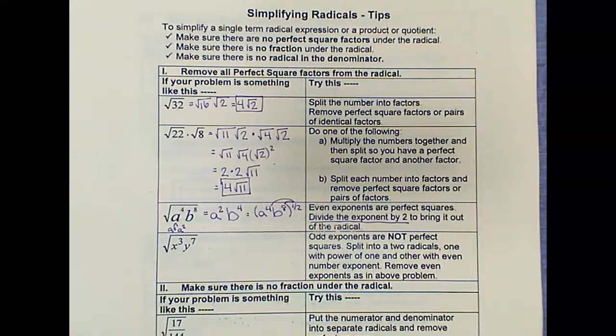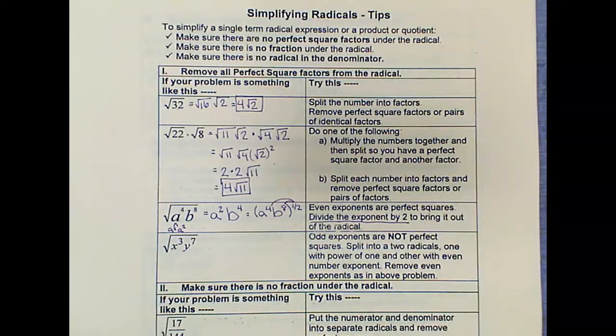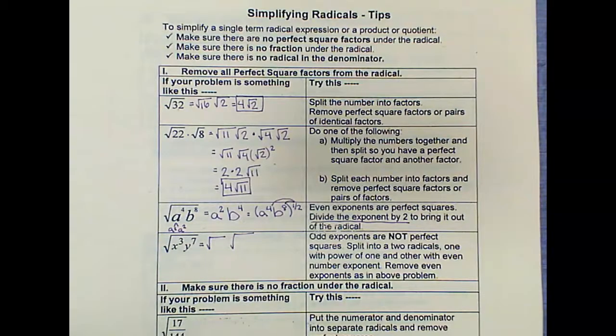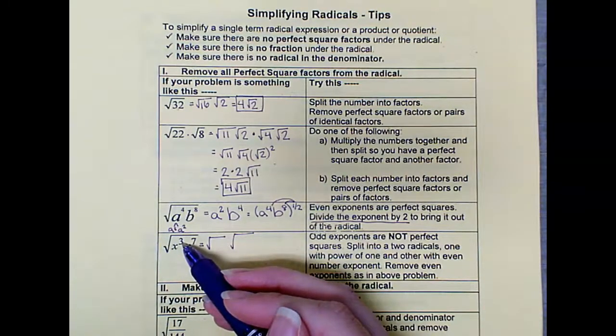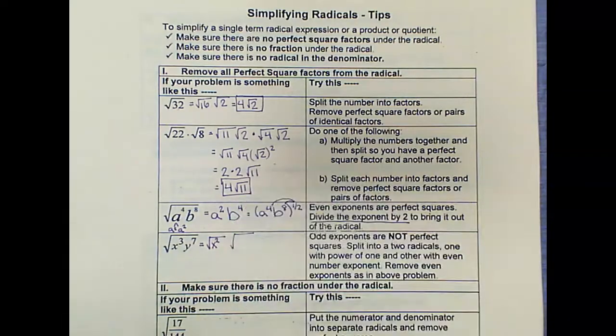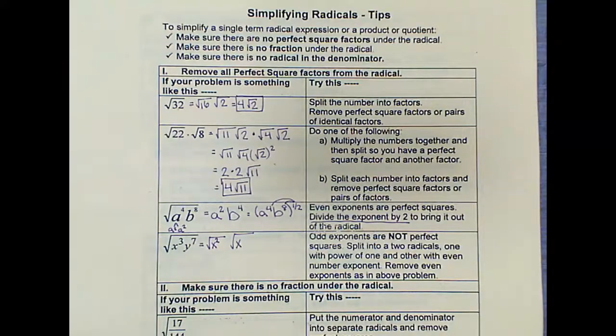And then the last one in this section, we have odd exponents, 3 and 7. And odd exponents are not perfect squares. So you want to split this into two radicals, one with the perfect squares, the even powers, and then one with the leftover odd exponents. So split this into perfect squares and leftovers. The even number that is just a little smaller than 3 is 2, so I'm going to take x squared out and put it in the perfect square radical. But I have an x remaining that's left over.